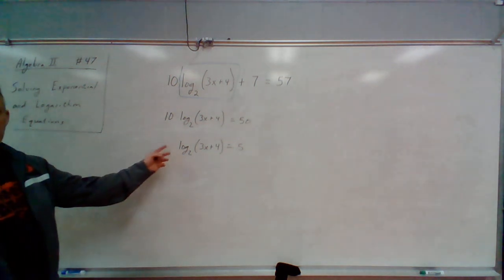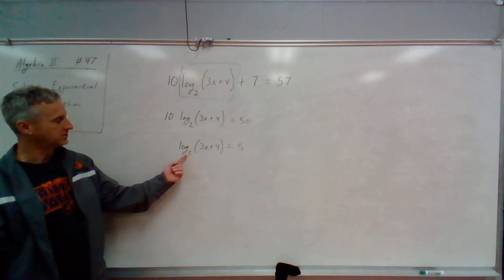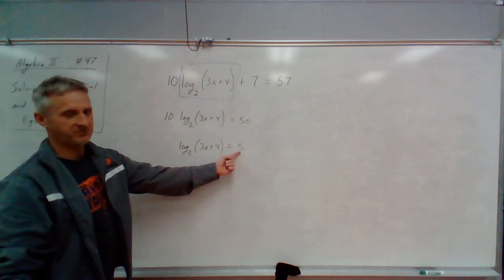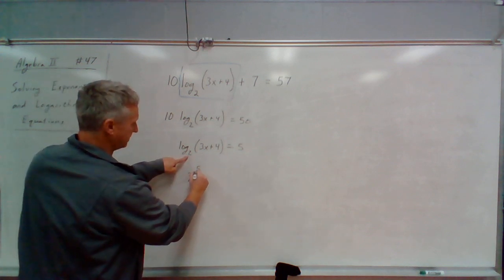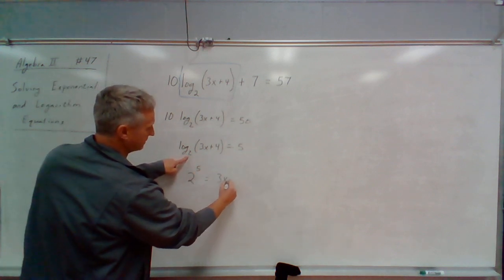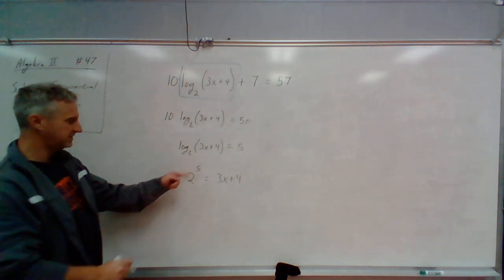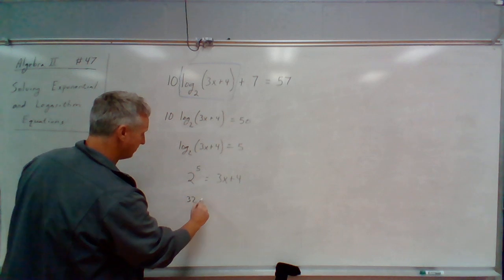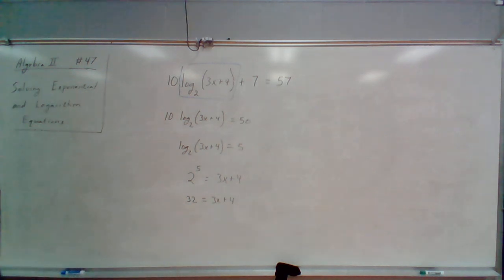All right, once you get the logarithm isolated, just use the definition of what log means. So this means 2 raised to the 5th equals this. So 2 raised to the 5th power is 3x plus 4. Right, then simplify. 2 to the 5th is 32. Now you just have a nice simple linear equation to solve.